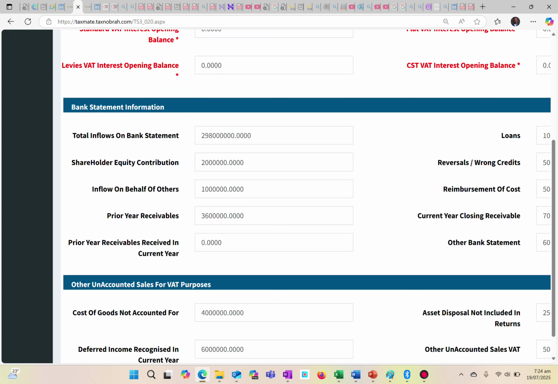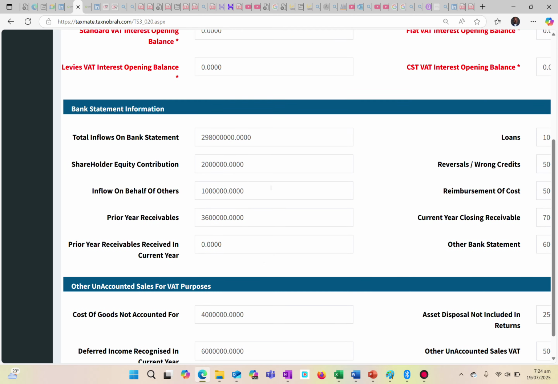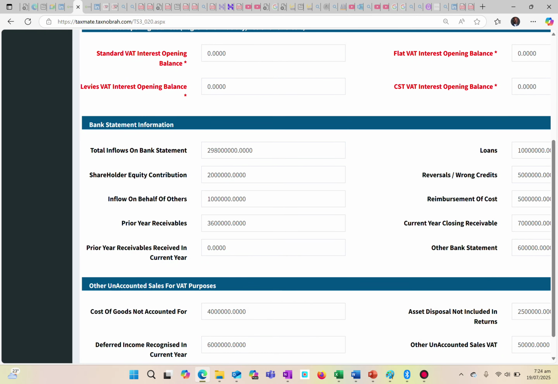Then prior year receivable. So in the previous year's financial statement, you had a closing receivable that will become your prior year receivable in here. The reason is we want to be able to know, of the inflows that you have in your bank statement, does any of them relate to receivables from the prior year? We want to segregate that from the inflows in the current year.